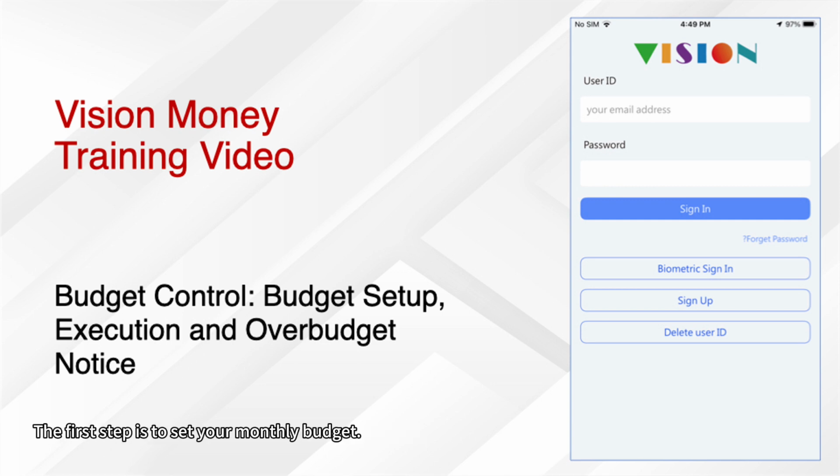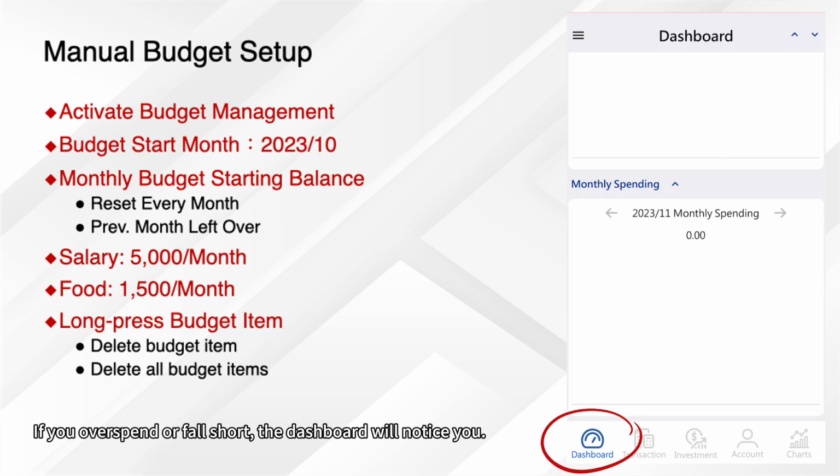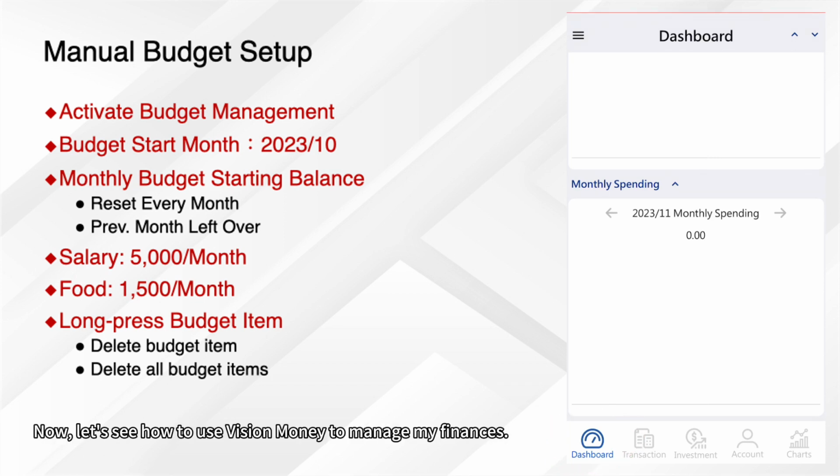The first step is to set your monthly budget. It calculates your daily spending or earnings up to today and compares it with your actual spendings and income. If you overspend or fall short, the dashboard will notify you. Now let's see how to use Vision Money to manage my finances.